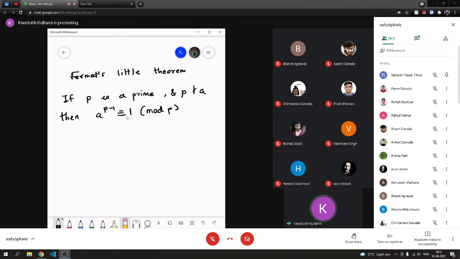Okay. And we had seen some examples of Fermat's little theorem. Now what I will do now is just summarize those steps in a different way. Okay. So we had to calculate a raised to b mod p.